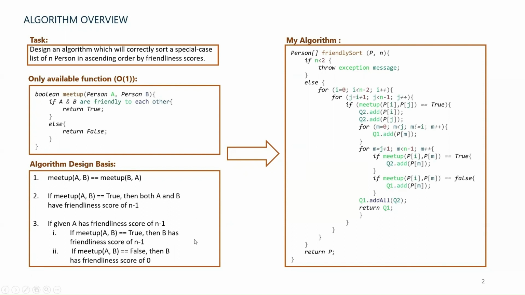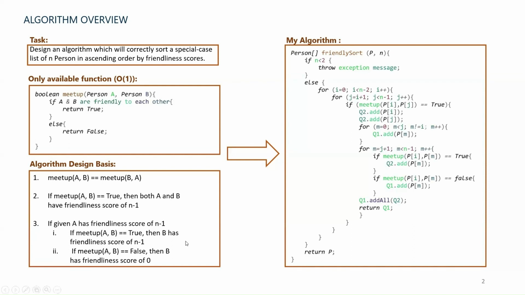Here are several algorithm design bases. Firstly, meetup(A, B) equals meetup(B, A), so the sequence of A and B doesn't matter. Number 2, if meetup(A, B) returns true, then both A and B have friendliness score of n-1, so they're both friendly to everyone else.